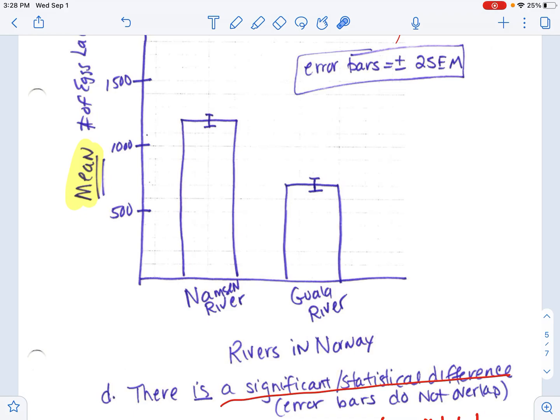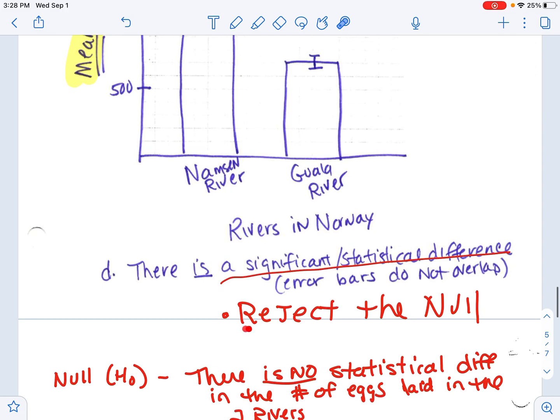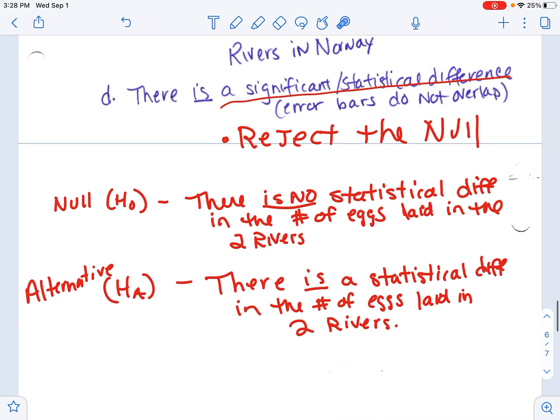Okay, and then you see here the error bars do not overlap. So that means there is a statistical difference between these 2 groups. And so the way that we would say that is we would say we reject the null. That's the conclusion we would make. There's a statistical difference between the 2 groups, the 2 rivers. So we're rejecting the null, which is no difference. So I think that's pretty much what we talked about.